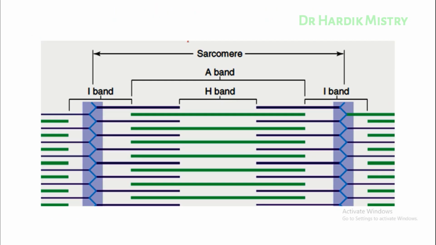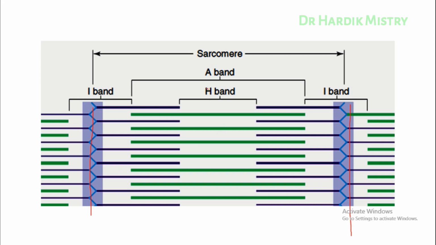In this figure you are clearly seeing the structure of the sarcomere. Sarcomere is the structure present between two Z lines or two Z discs inside the myofibril. This is one Z disc or Z line, and here is the second Z line or second Z disc. It is also known as the contractile unit, or the smallest contractile unit, of the muscle fiber.